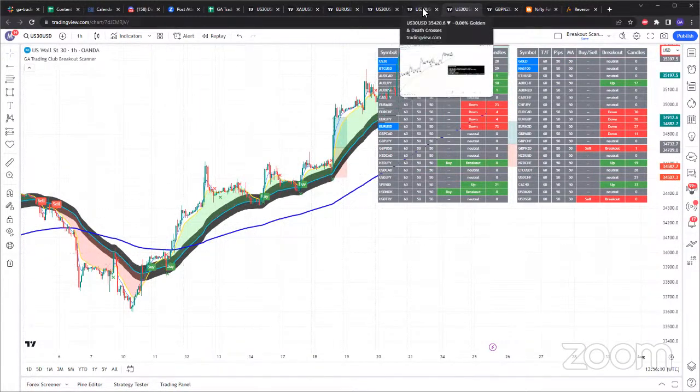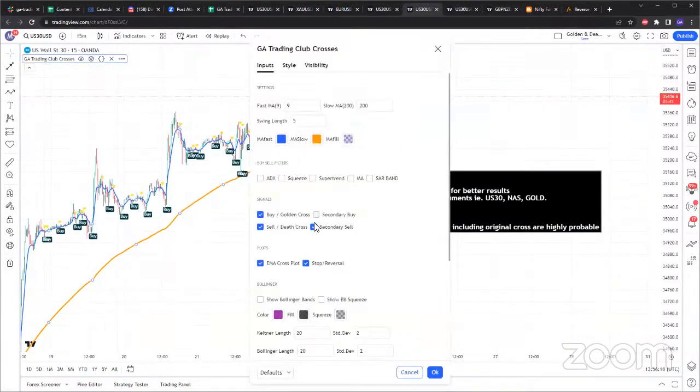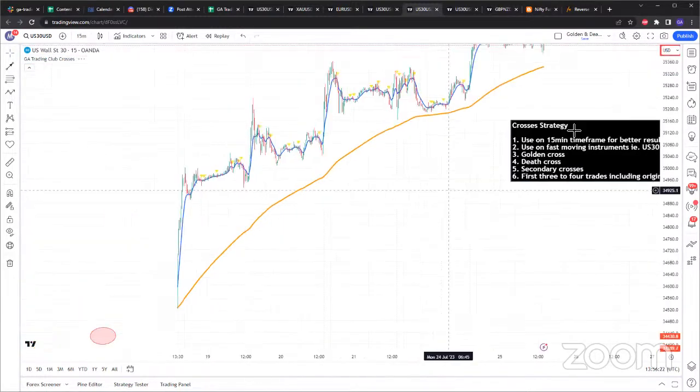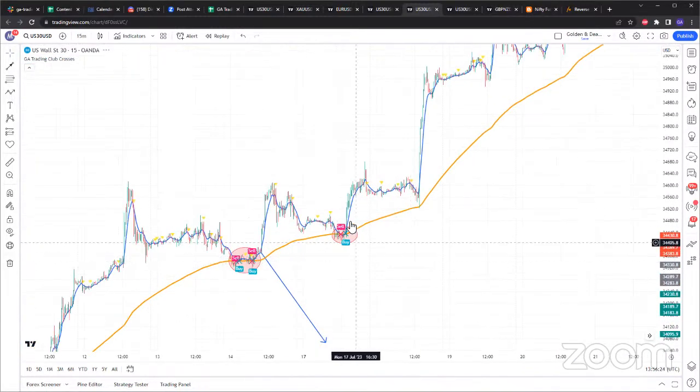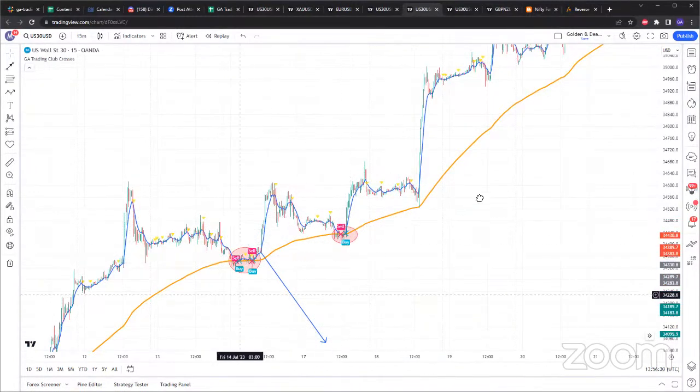Same thing with the, what am I doing right now? The challenge that I bought, that's only taking 15 minute and 1 hour golden and death crosses, right? They rarely come up, but when they do, they almost always hit full TP. So you can see this one would have been, and I demoed this to you guys the other day, this one would have been break even. This one would have been break even.